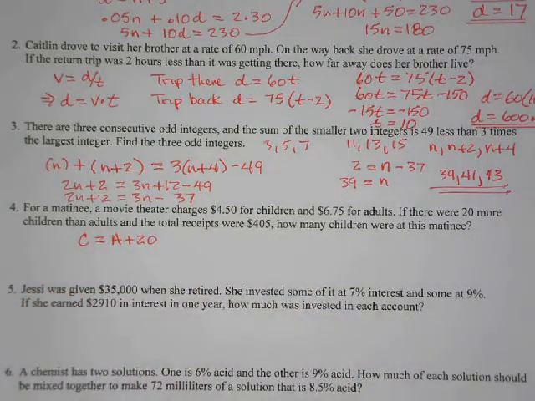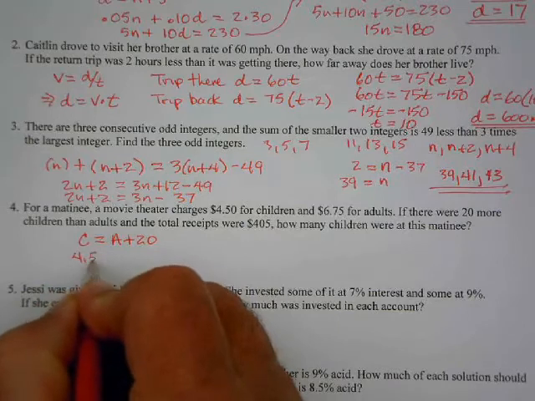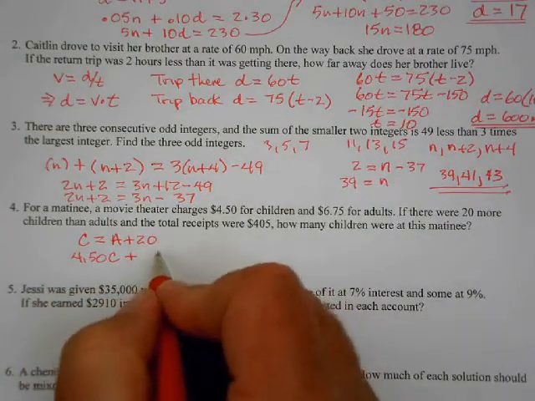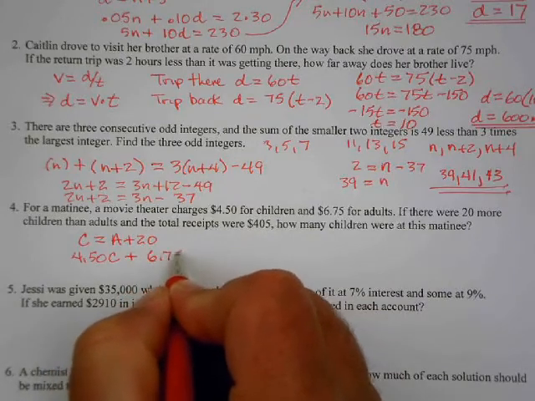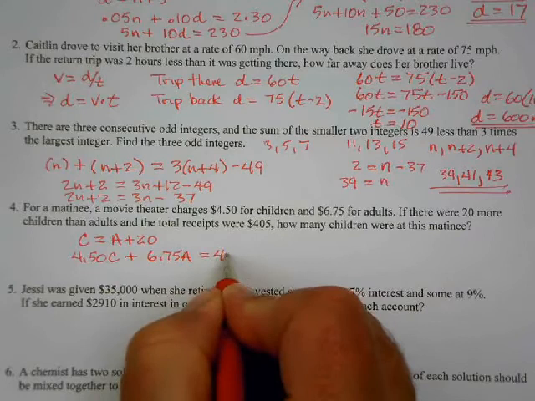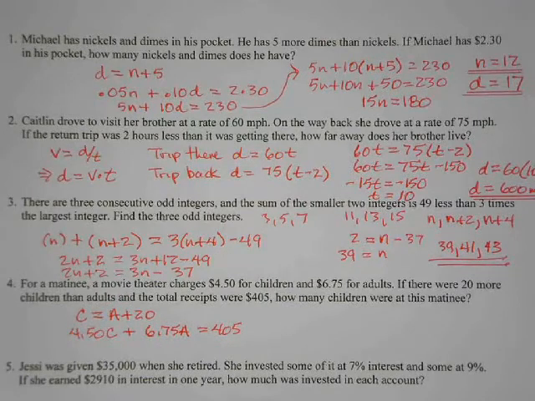The children cost $4.50 a ticket. The adults, $6.75 a ticket. And it comes to $405 altogether. Note, by the way, how similarly I set this up to the first problem. Numbers are slightly different because I'm doing different prices of tickets instead of dimes and nickels, but I've set it up exactly the same way.